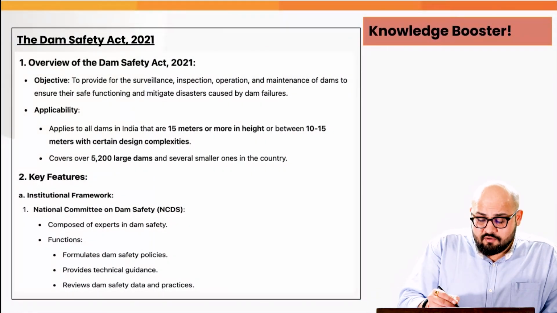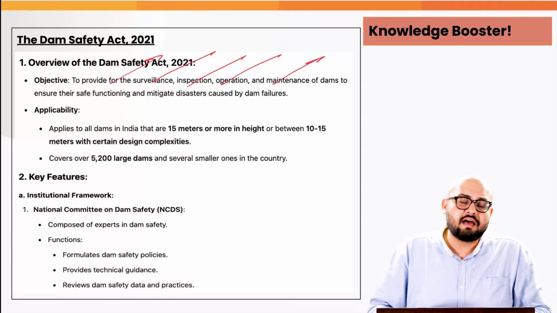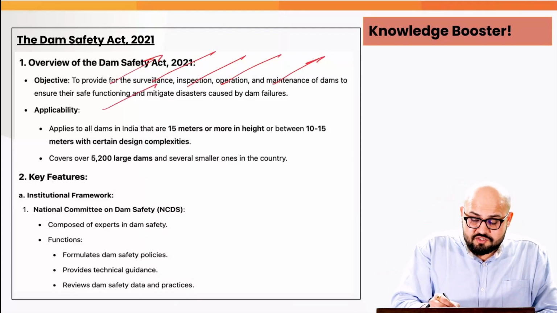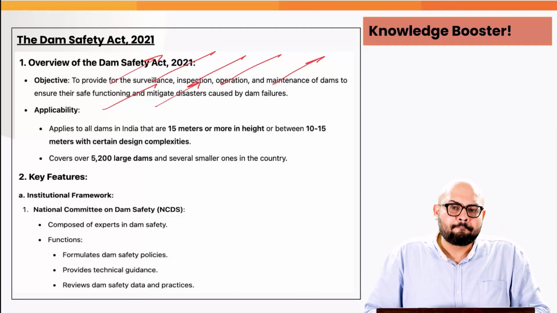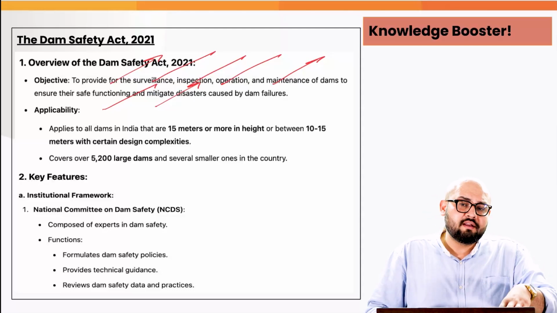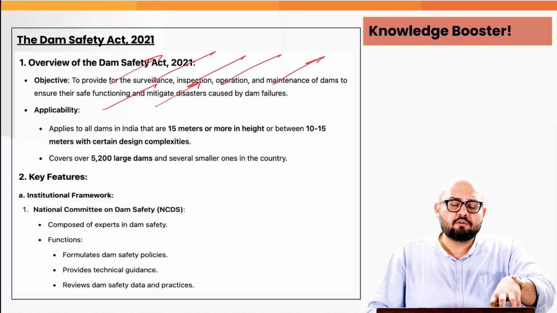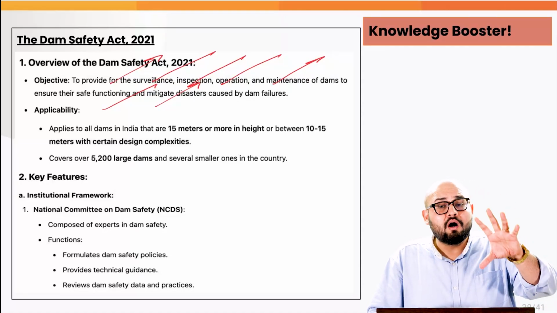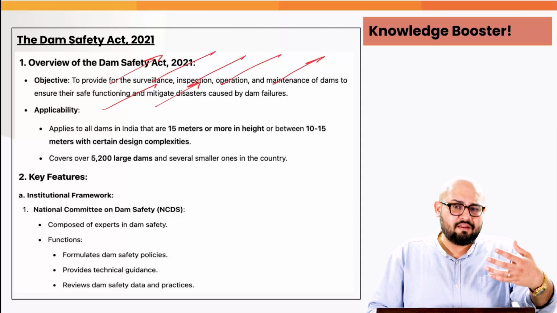So the very objective of this particular act is to provide for the surveillance, inspection, operation and maintenance of these dams, so as to ensure their safe functioning and mitigate the disasters caused by dam failures. Just look at this particular case. We have the Mulla Periyar Dam, which is almost 130 years old. So God forbid, if there is any failure in this dam, it can lead to the loss of life of many people. So in order to avert such a situation, we have the constitution of these committees which look into the safety aspect, right?